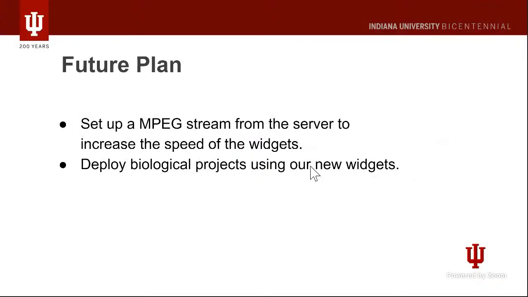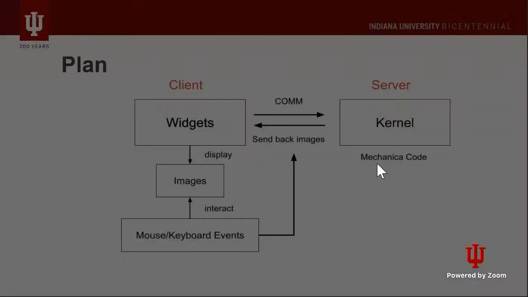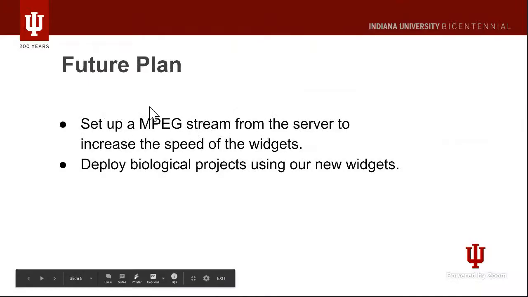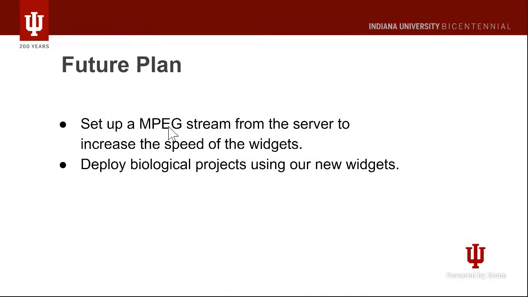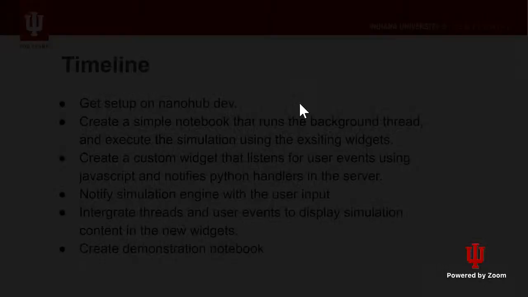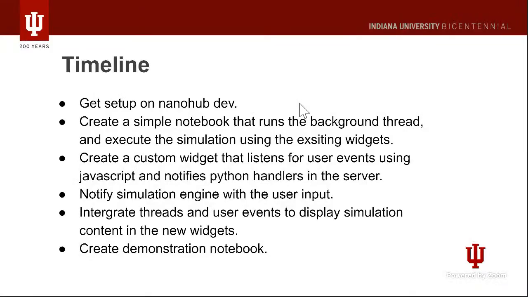In a future plan, if the previous thing is done, we may switch to creating an MPEG stream for a server in order to increase the speed of the widgets. And also, if we have time, we will deploy a biological project using our new widgets as an example in the NanoHub. This is basically the timeline of what we will do in the following weeks. In this week, Andy and I will get set up on the NanoHub dev and try to run the code of the Mechanica.